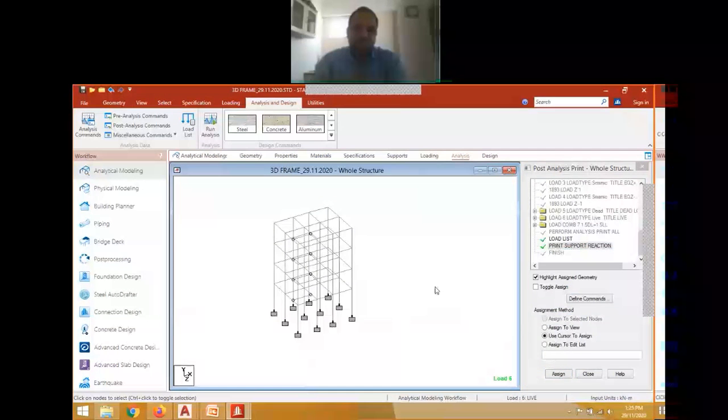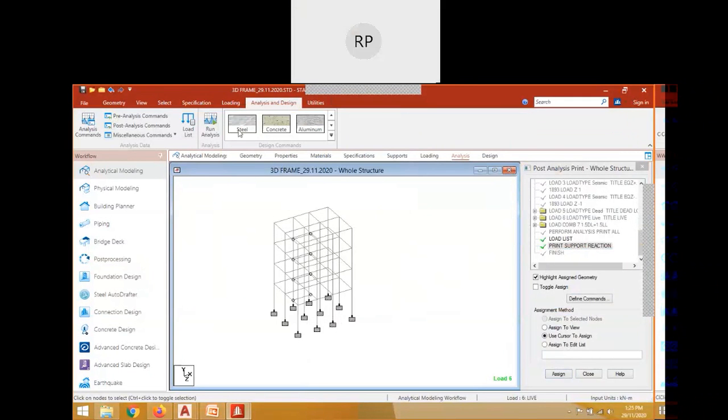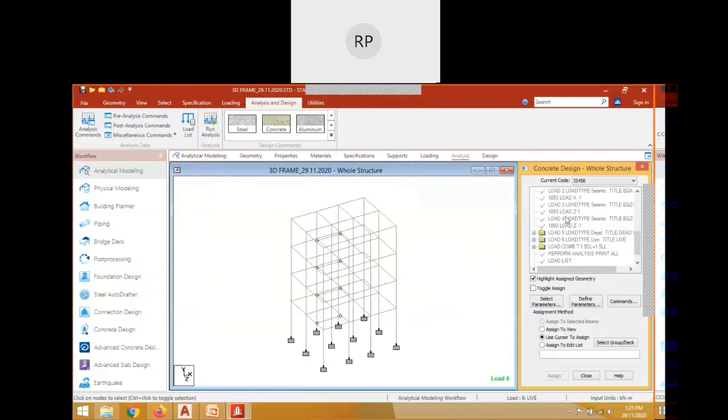Now I will show you some of the properties for this concrete design. Not all, it is not possible, but let us see some of the design parameters also. For that there are three options here. So just click on the concrete. Now here you can see that by default the code is IS456, because we have already configured our model with this particular code.